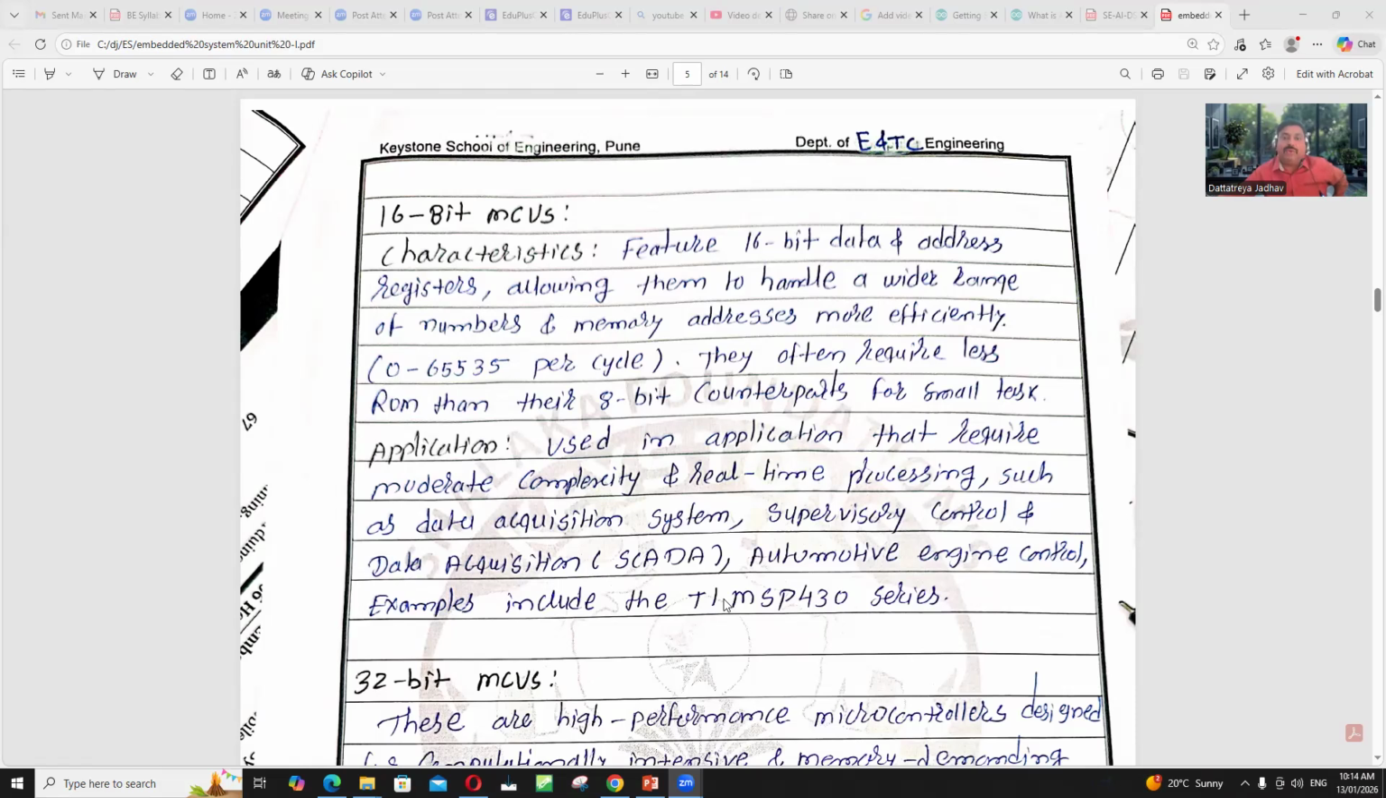They are used in applications that require moderate complexity and real-time processing, such as data acquisition systems, supervisory control and data acquisition, SCADA, and automotive engine control. Examples include the TI MSP430. So a 16-bit microcontroller has more capability and works on complex applications.